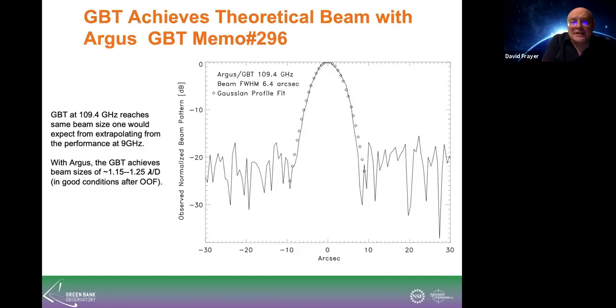Cameron already showed this. One of the observations showed that we could reach our theoretical beam. With Argus, the GBT does achieve good beam sizes, typically about 1.2 times lambda D. Depending on the conditions, it can range from about 1.15 to even up to 1.3 lambda D when the weather isn't that great. So when the surface isn't very good, your beam is bigger. When the surface is better, the beam is tighter.